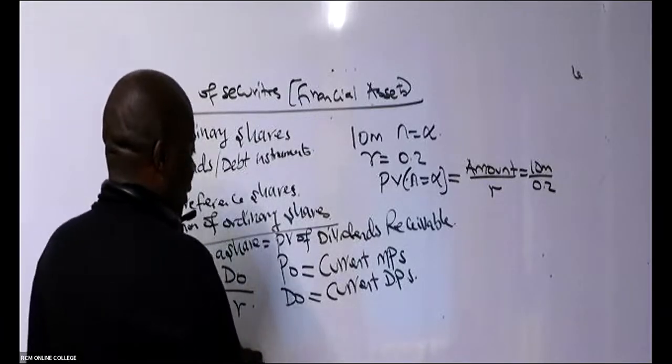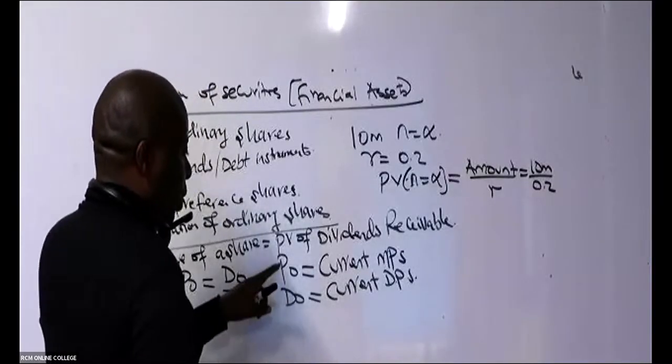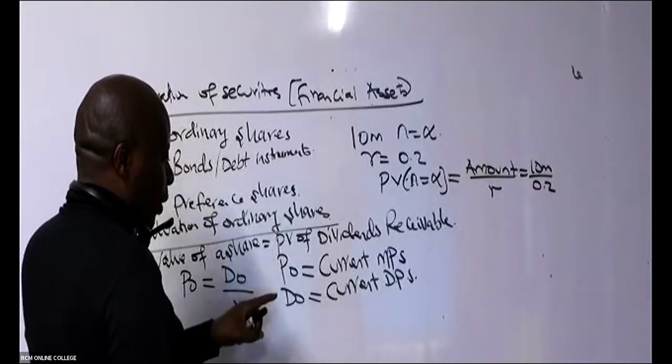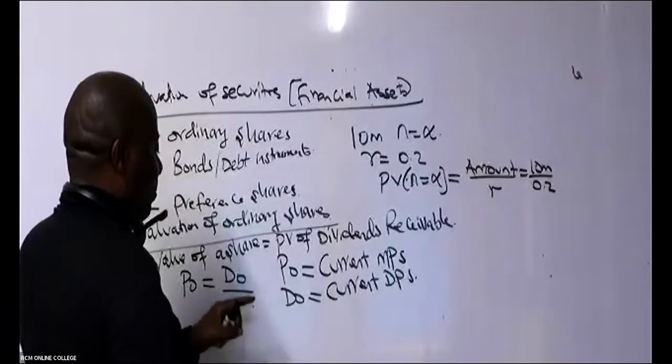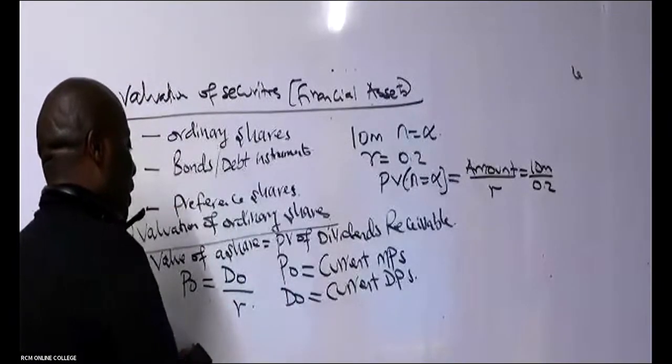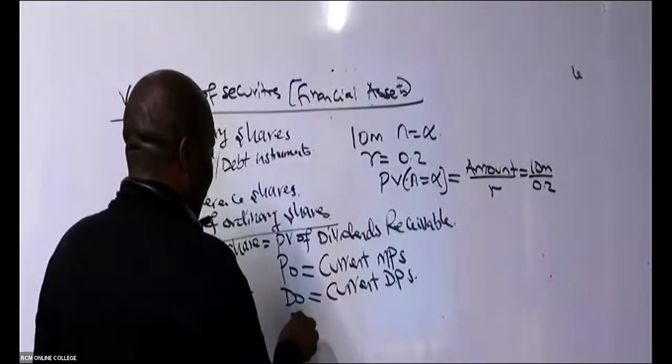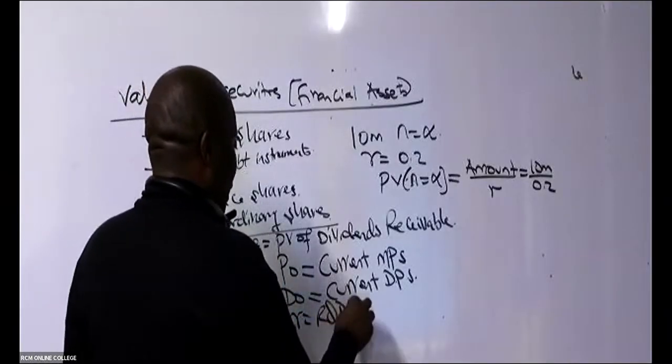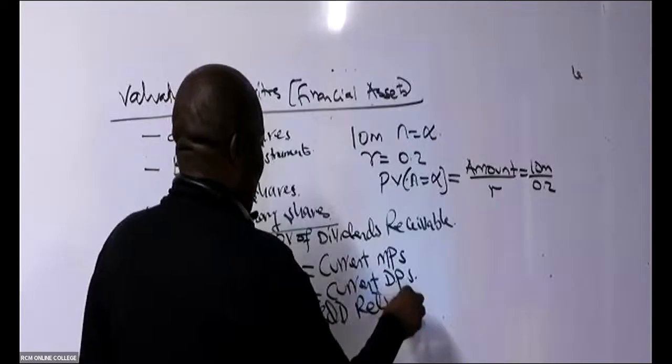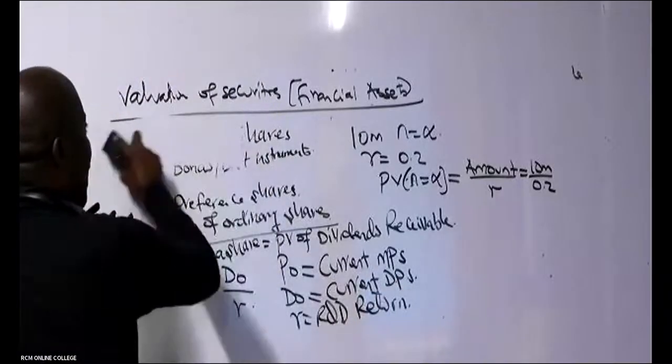So then we have P0 stands for current market price per share, in full. D0 is the current dividend per share, like that. And then this R is the required return.